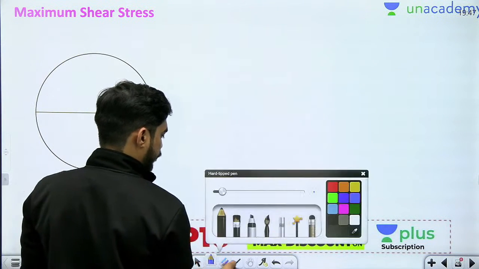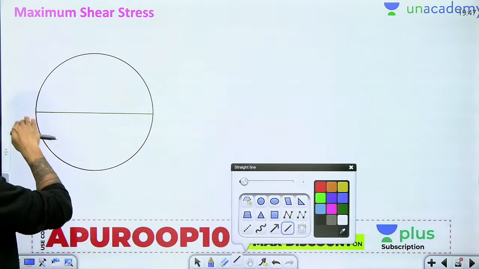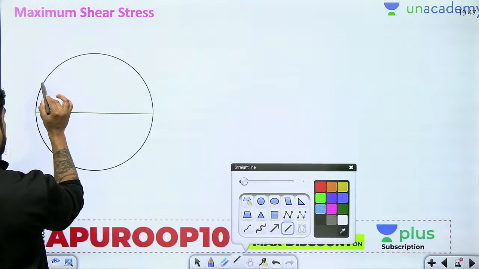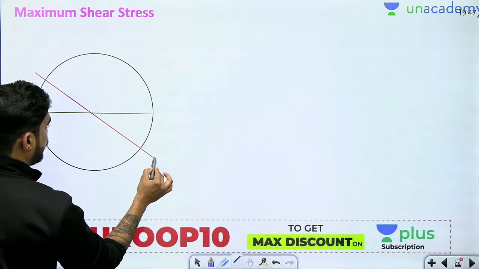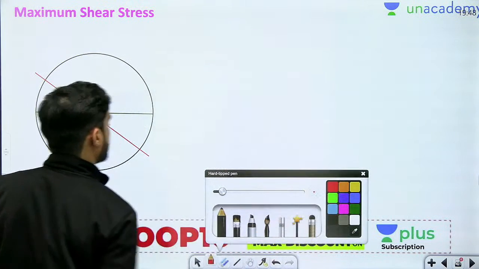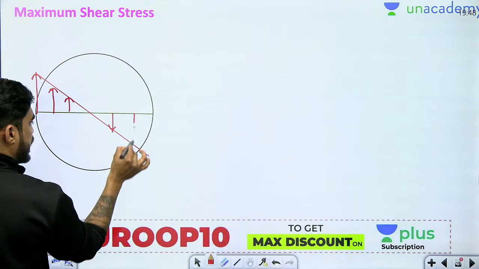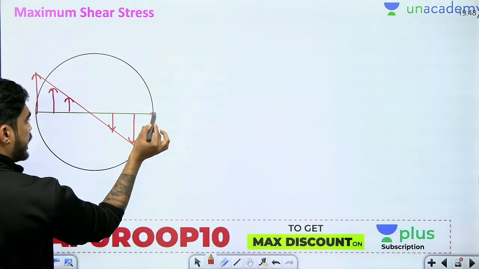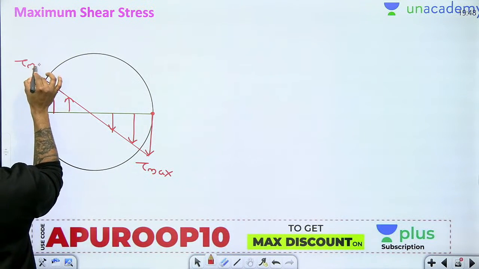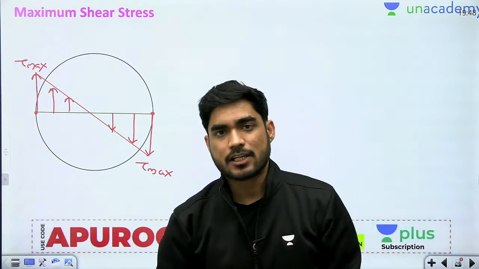For example, if we consider this layer, if I talk about this layer or this layer, a vertical layer, then shear stress from one point to another point will vary. And how does it vary? It varies linearly. Shear stress varies linearly like this. Okay, and the shear stress on the surface, meaning here and here, will be maximum. This is tau maximum.